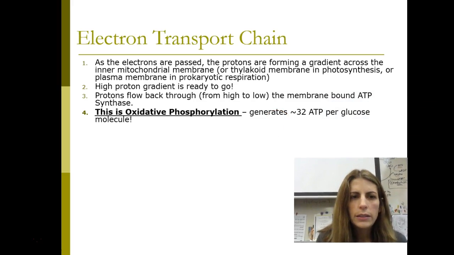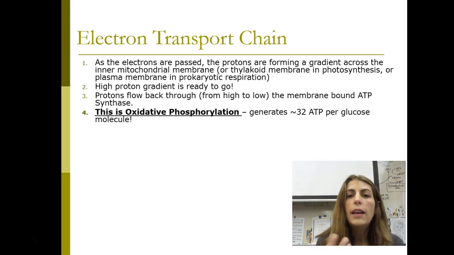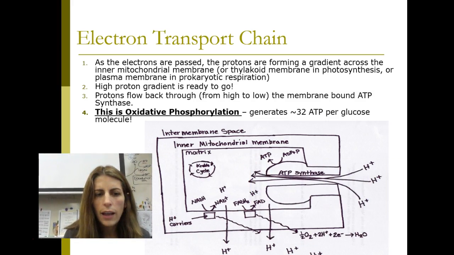All right, so as the electrons are passed, the protons are forming that gradient across the inner mitochondrial membrane. It was the thylakoid membrane in photosynthesis, the plasma membrane in prokaryotes, all the same idea. We're building up a gradient of the protons on the outside of a permeable membrane, and they're going to want to move from high to low. They're going to come flowing back through ATP synthase. As they flow back through ATP synthase, again, they want to move from high to low.